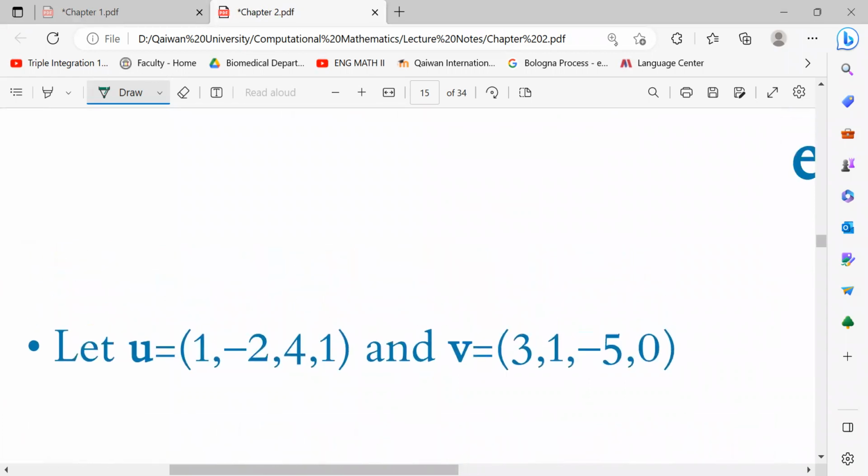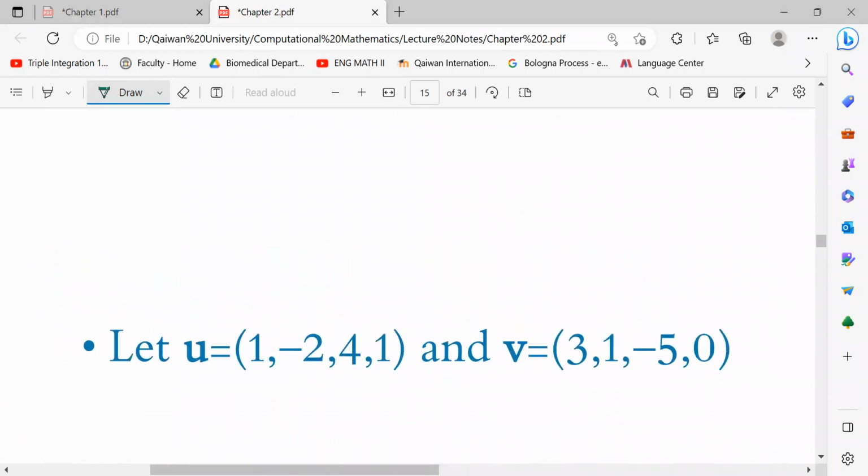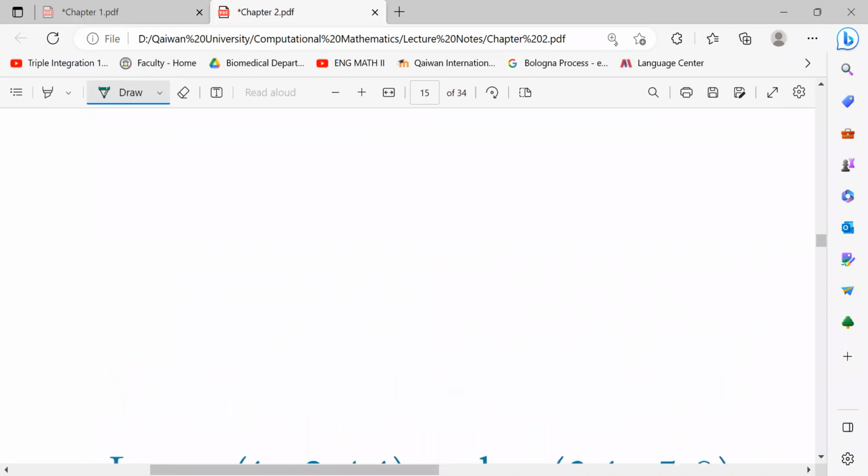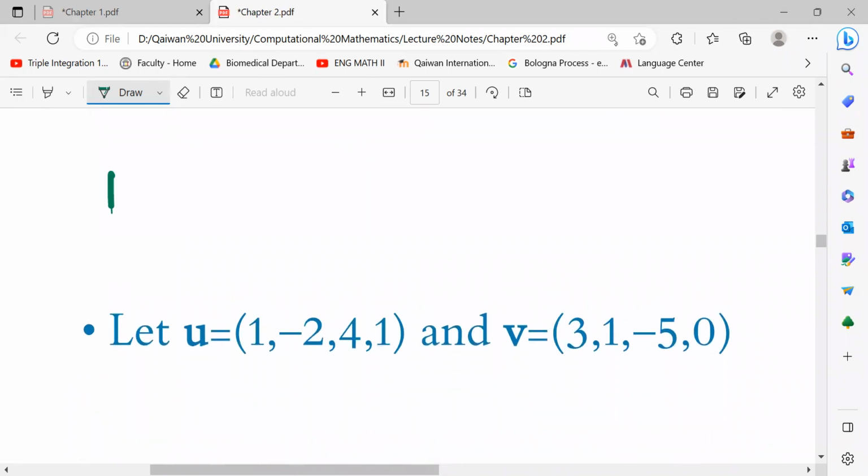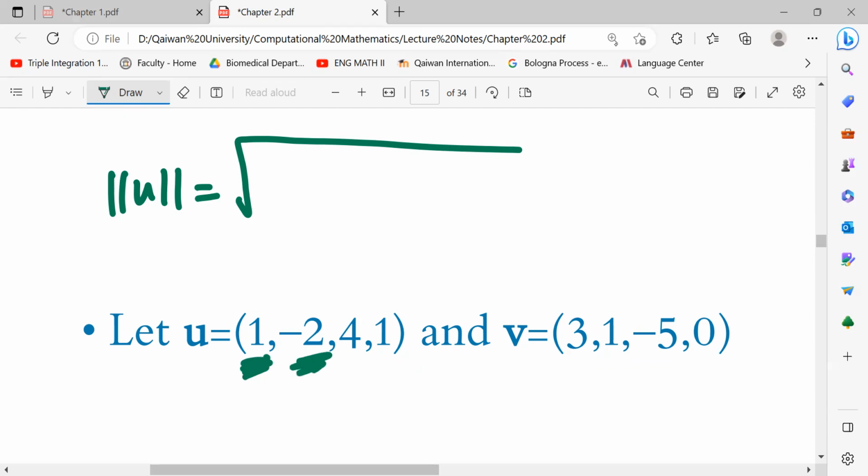Here we have given the vectors u and v. It says find. Let's find the norm of u. What's the norm of u? Or length of u? Or magnitude of u? It is the square root of the sum of squares of all components of u. What are the components of u? 1, -2, 4, 1. So it's 1 squared plus -2 squared plus 4 squared plus 1 squared. That's all.